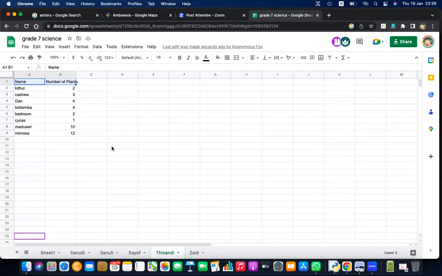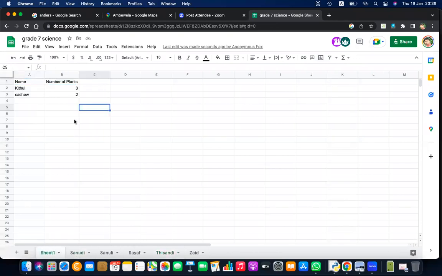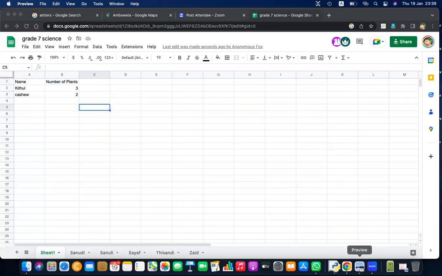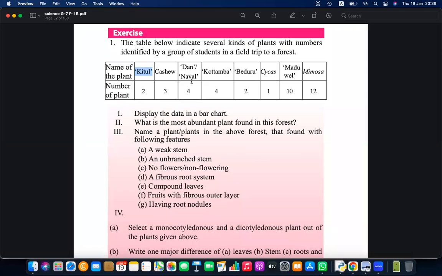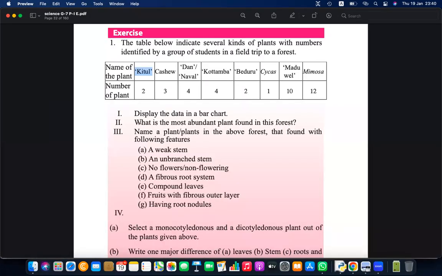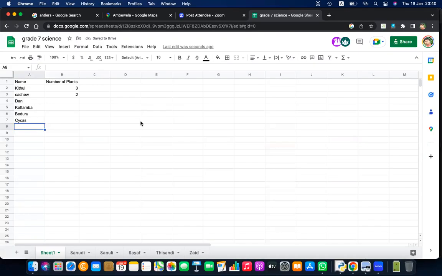Right. First of all, you need to enter this downwards. Besides doing it with Excel like this, you can also draw it in the book. But you have to use Excel, right? Here, wait. The PDF. Done, Kotamba, Bedru, Cycas, Madu and Mimosa.